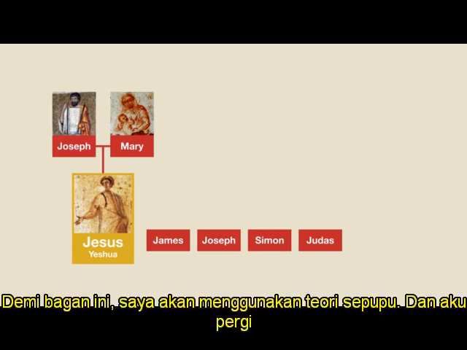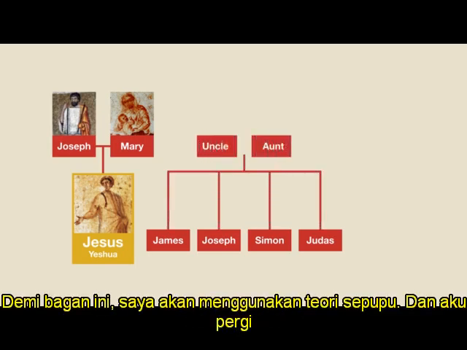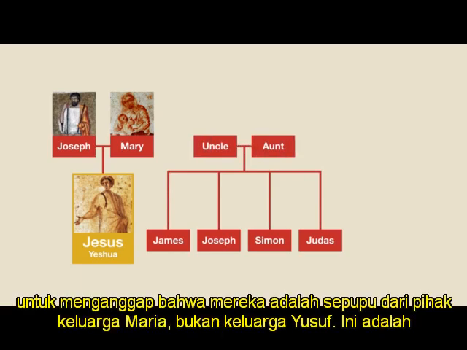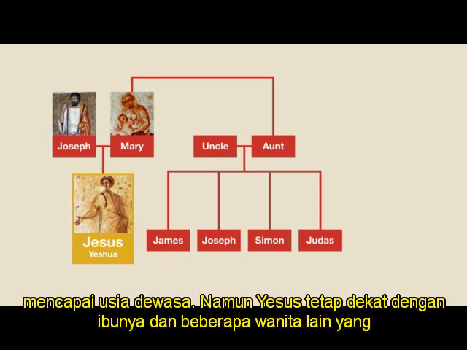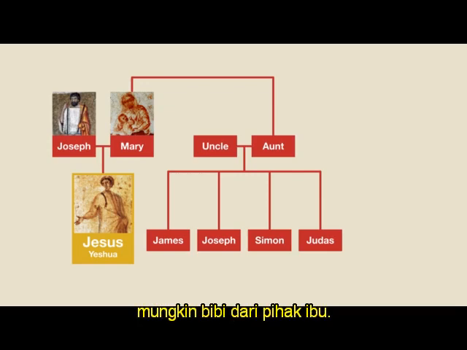For the sake of this chart, I'm going to go with the cousin theory, and I'm going to assume that they were cousins from Mary's side of the family, not Joseph's. This is because in the gospel accounts, Joseph seems to disappear from the story by the time Jesus reaches adulthood. Yet Jesus remains close to his mother and several other women who seem to have been his maternal aunts.